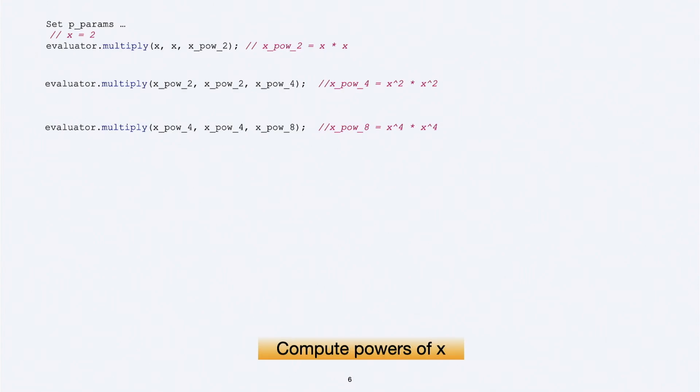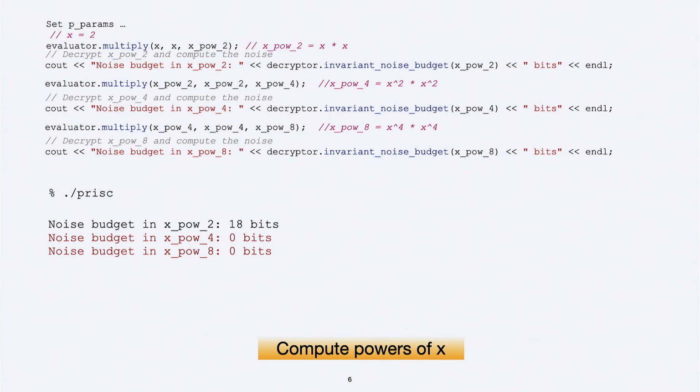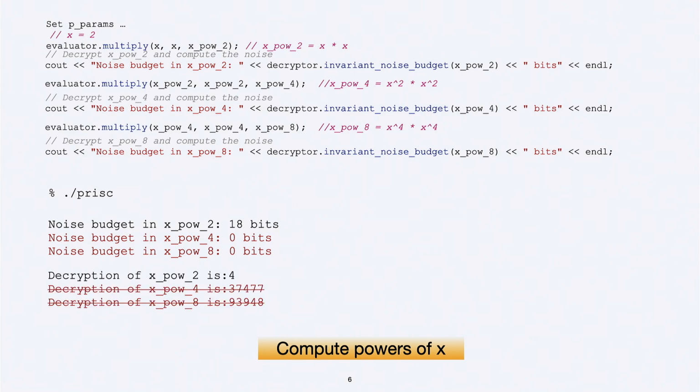So let's look at the previous example. This is as it is. Now what I'm doing is adding a partial decryption in order to compute the noise budget in each step. If I run the program again, I can see that x square has 18 bits, so enough noise budget, and in the next steps there is no noise budget. That means the computations we get from decrypting x power 4 and x power 8 are going to be incorrect. Again, the numbers changed in x power 4 and x power 8 because it's a probabilistic scenario, so every run we get a different value.